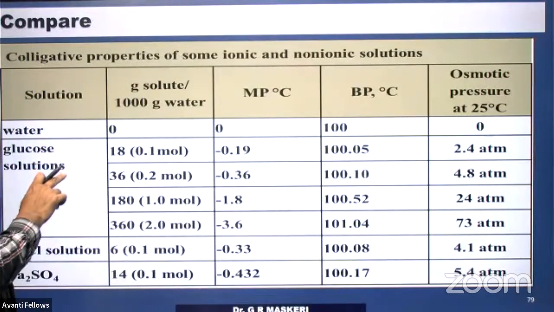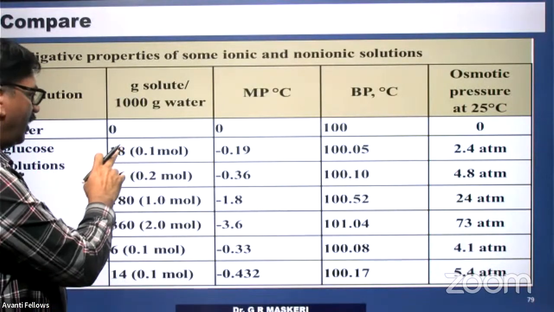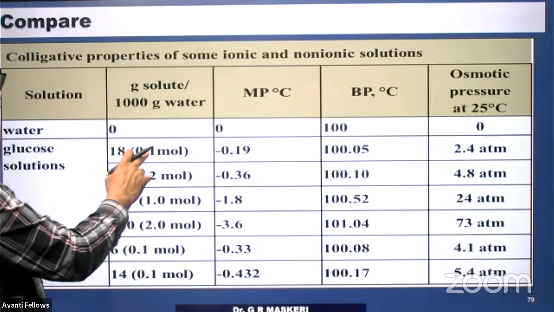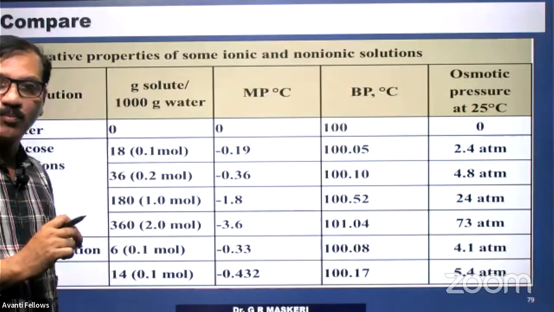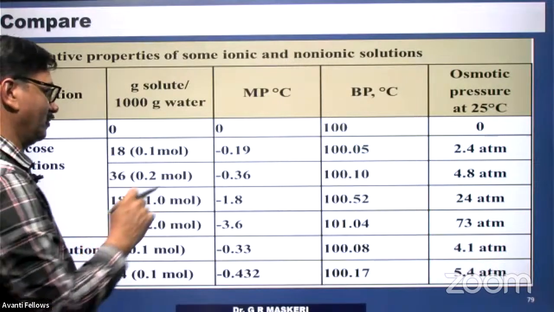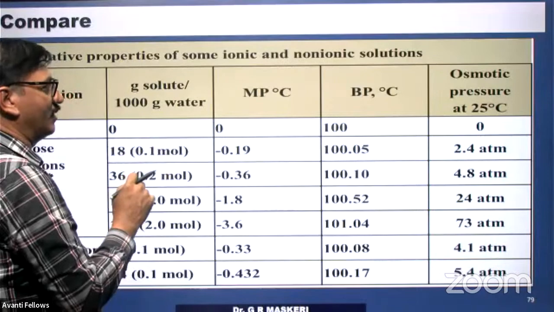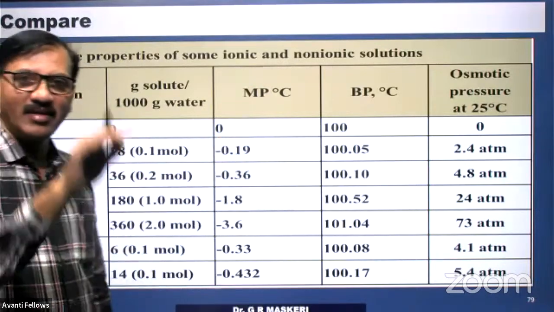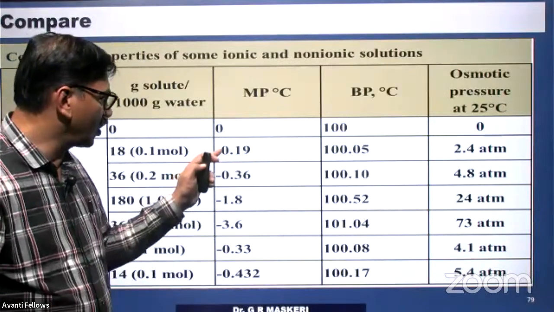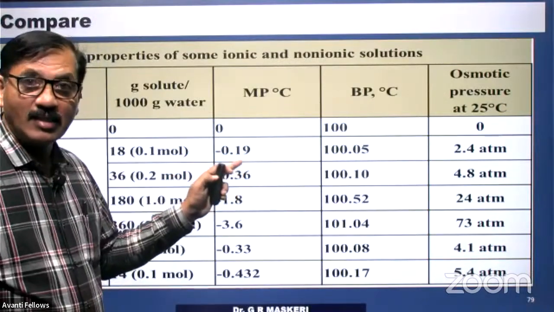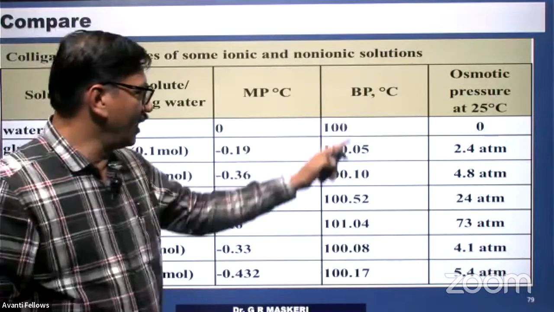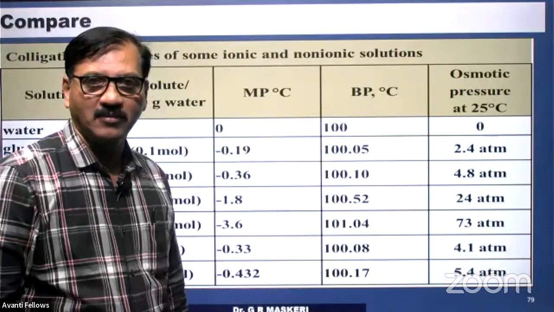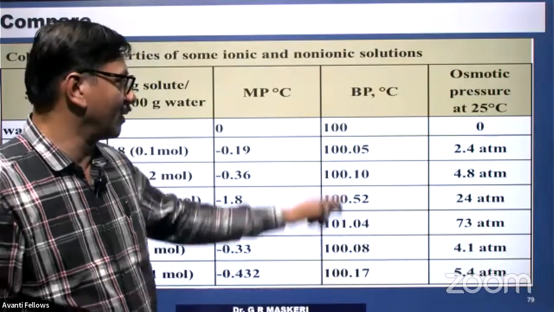Glucose solution: glucose is added to water. 18 grams of glucose is added, that is a 0.1 molar solution, or 0.1 mole is being added. Then the freezing point is decreased by 0.19, and the boiling point increases from 100 to 100.05. These were all the observations that were made.